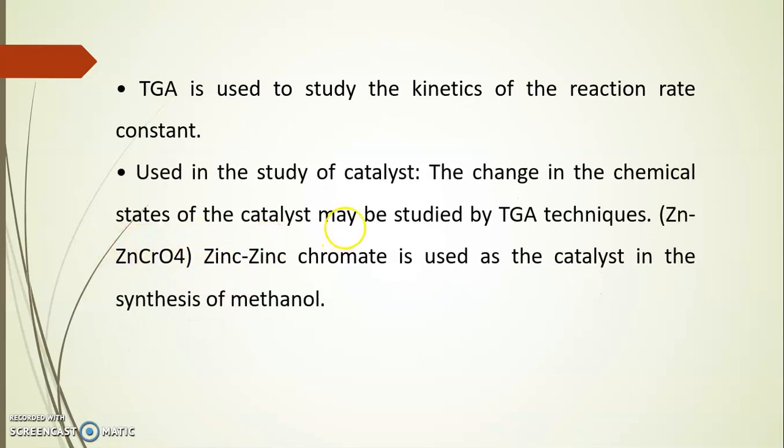TGA is used to study the kinetics of reactions and the reaction rate constant. It is also used in the study of catalysts. The change in the chemical state of a catalyst may be studied by TGA techniques. For example, zinc chromate is used as a catalyst for the synthesis of methanol.